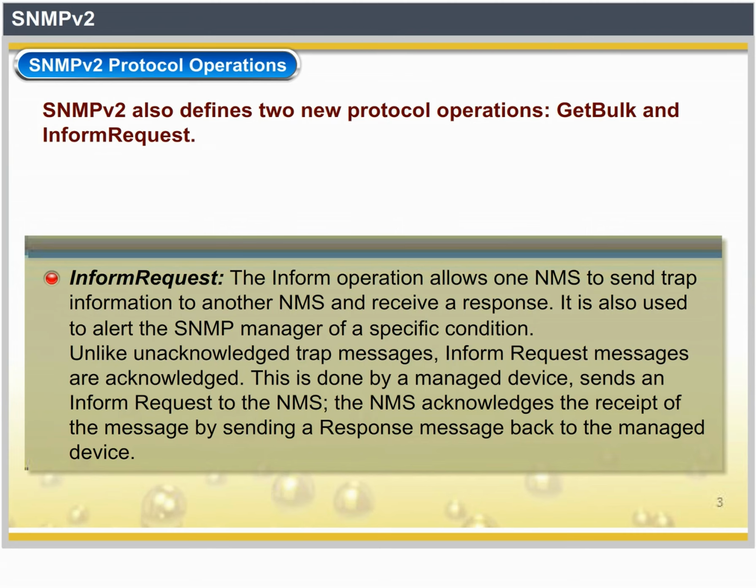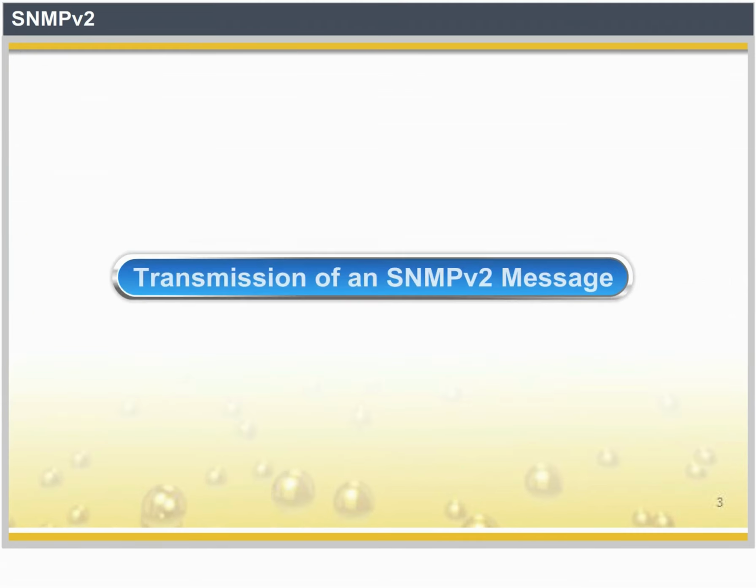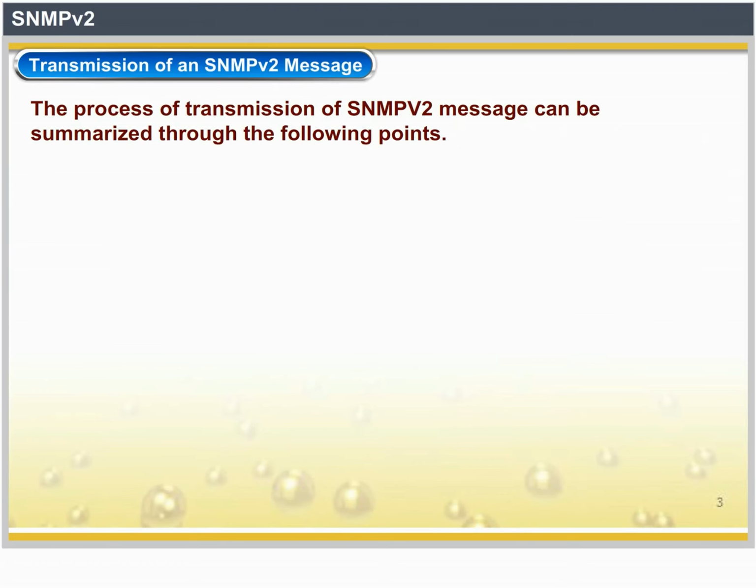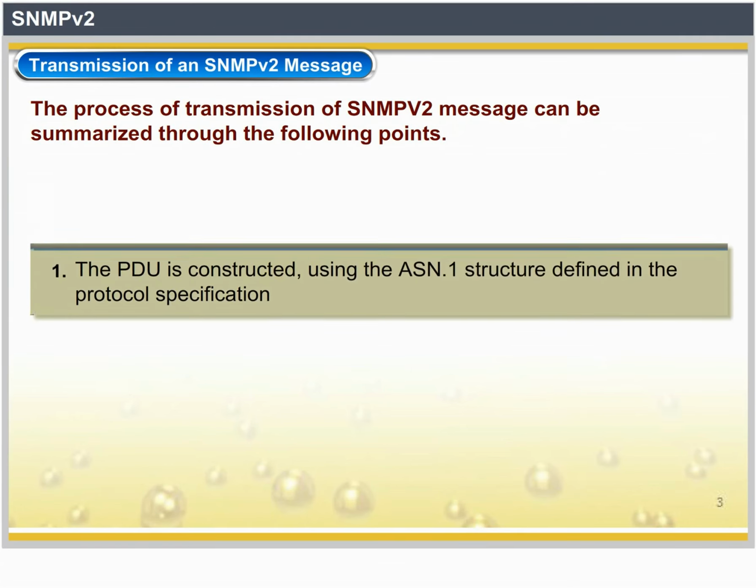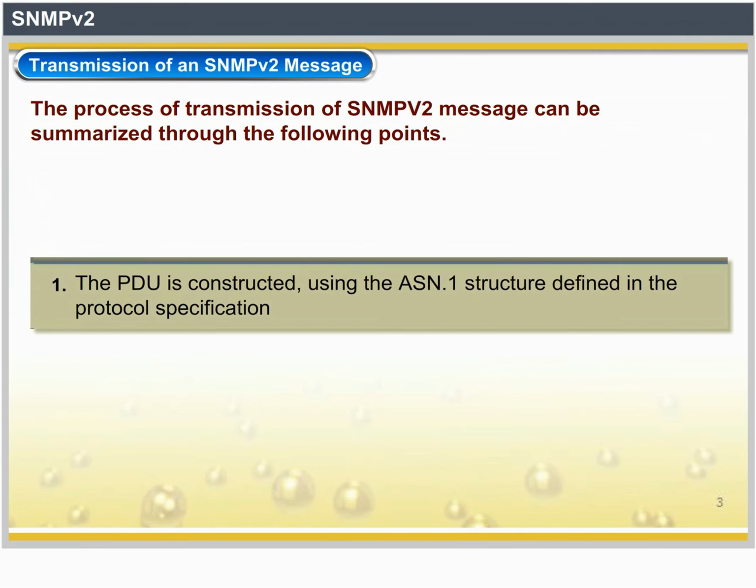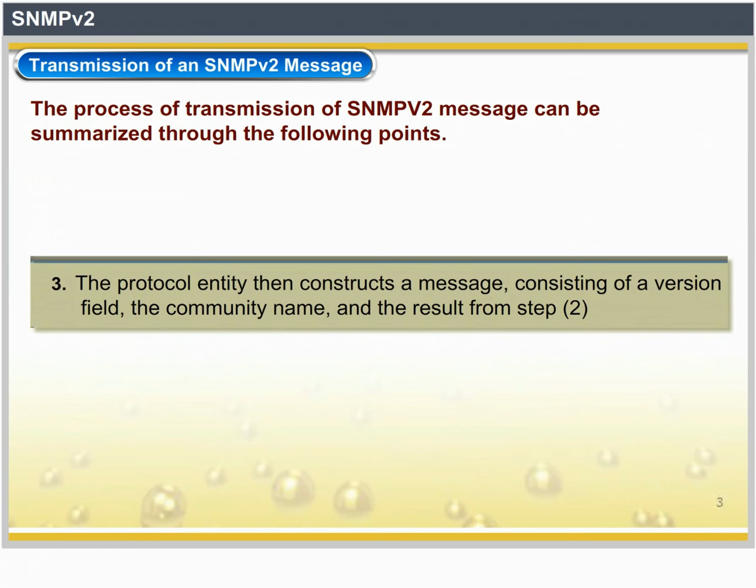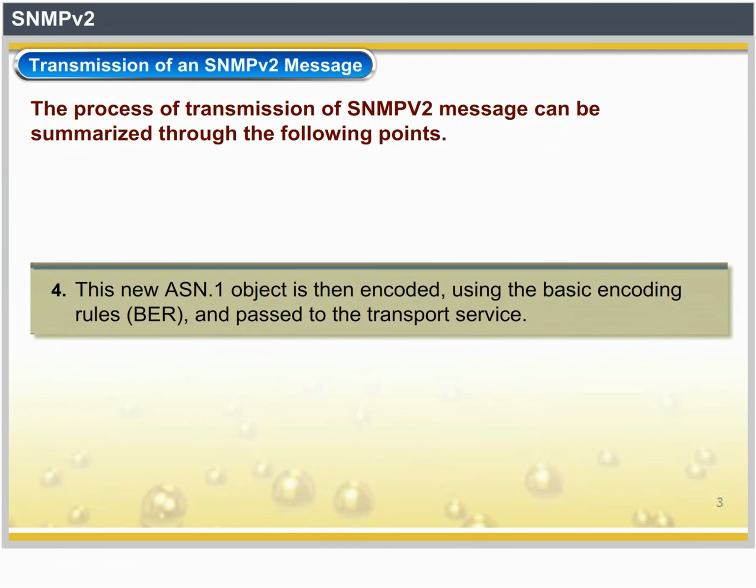Transmission of an SNMP v2 message. The process of transmission of an SNMP v2 message can be summarized through the following points. The PDU is constructed using the ASN.1 structure defined in the protocol specification. This PDU is then passed to an authentication service together with the source and destination transport address and a community name. The protocol entity then constructs a message consisting of a version field, the community name, and the result from step 2. This new ASN.1 object is then encoded using the basic encoding rules, like BER, and passed to the transport service.